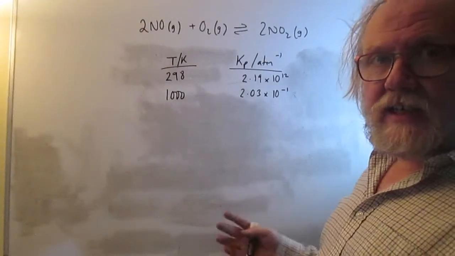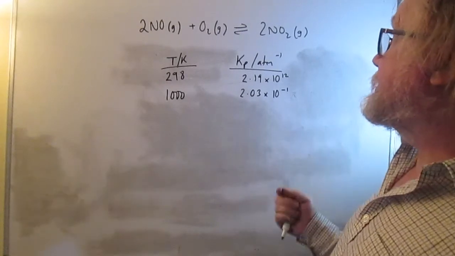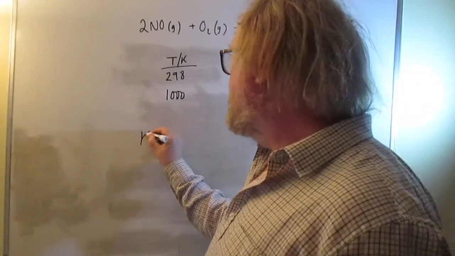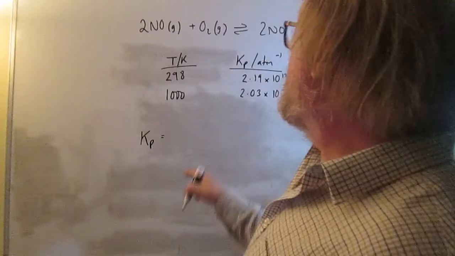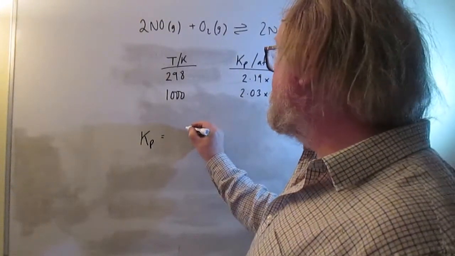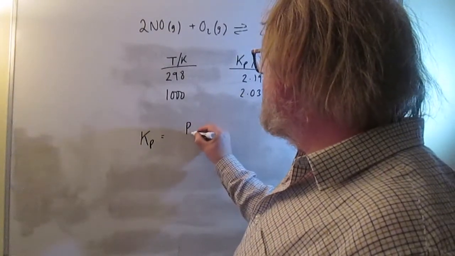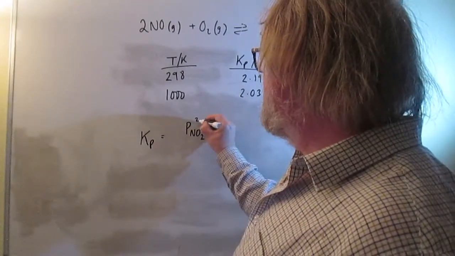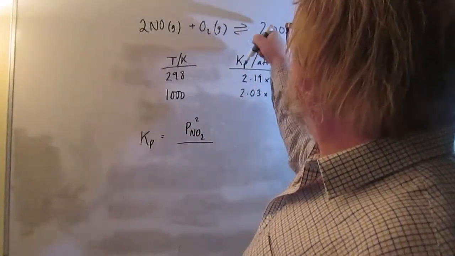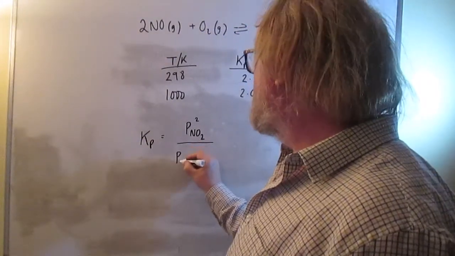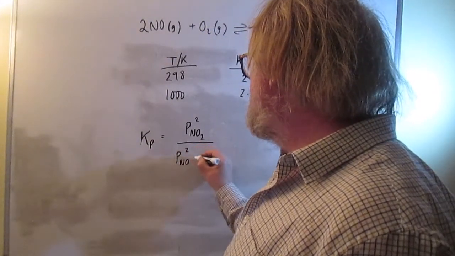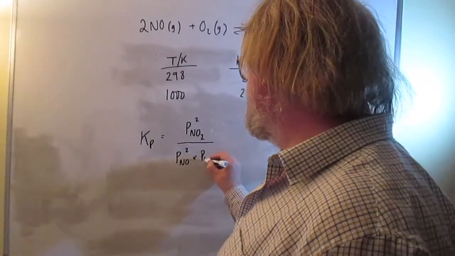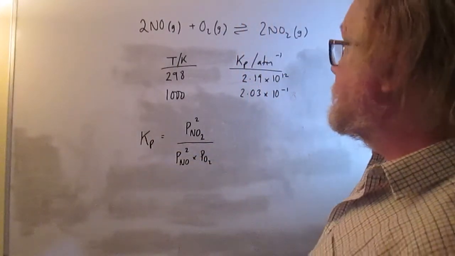Okay, so part C now is shifting to Kp, and Kp, remember, is again the stuff on the right goes on top. It doesn't ask you to define this, but it may be worth scribbling it down just to make sure you remember what's going on. So it's the partial pressure of NO2 squared divided by the partial pressure of NO squared times the partial pressure of O2. So that's the function that we're talking about.